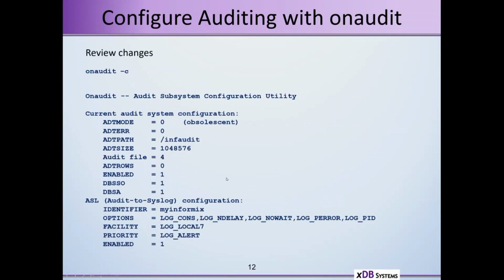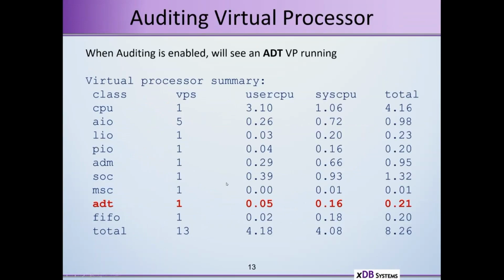Here's an example file. And we see how we can have auditing enabled, and separately we specify whether we want extra auditing for the security officer and the database admin. As soon as we're starting auditing, we'll see a new virtual processor spin up of type ADT.